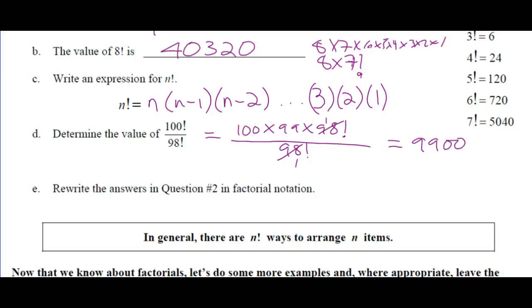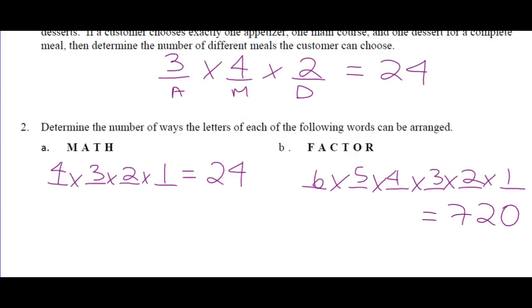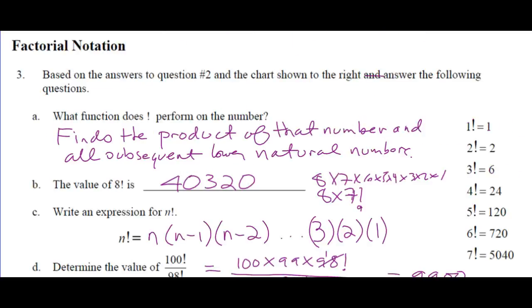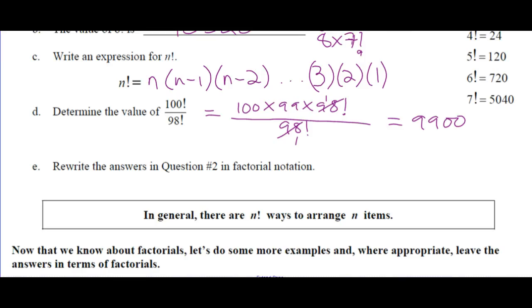Rewrite the answers to question 2 in factorial notation. Okay, so 4 times 3 times 2 times 1 is 4 factorial. And 6 times 5 times 4 times 3 times 2 times 1 is 6 factorial, right? So are we ever going to punch into our calculator 6 times 5 times 4 times? No, right? Doesn't make any sense. We're not going to punch in 100 times 99 times... No, we're going to say, wait a sec. Let's use our brains here. In general, there are n factorial ways to arrange n items.